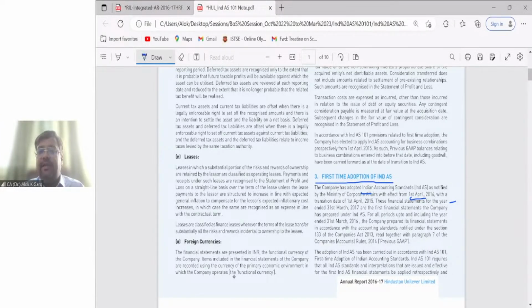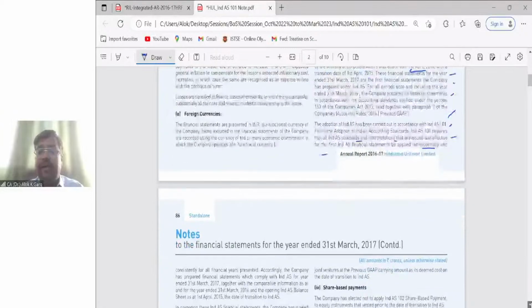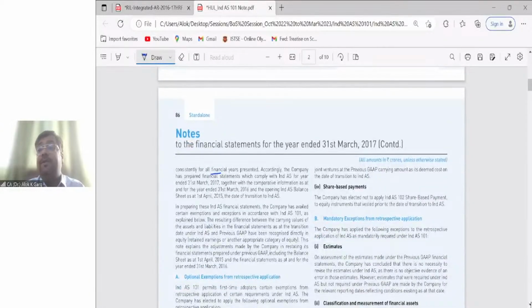These financial statements for the year ended 31st March 17 are the first financial statements the company has prepared under Ind AS. For all periods up to and including the year ended 31st March 16, the company prepared its financial statements in accordance with accounting standards notified under section 133 as per the Companies (AS) rules, right? The adoption of Ind AS has been carried out in accordance with Ind AS 101, first time adoption of Ind AS. Ind AS 101 requires that all Ind AS standards and interpretations that are issued and effective for the first Ind AS financial statements shall be applied retrospectively and consistently for all financial years presented.